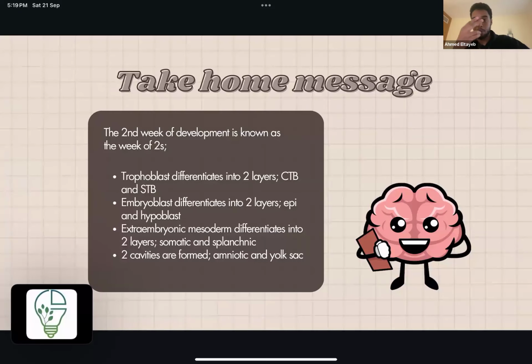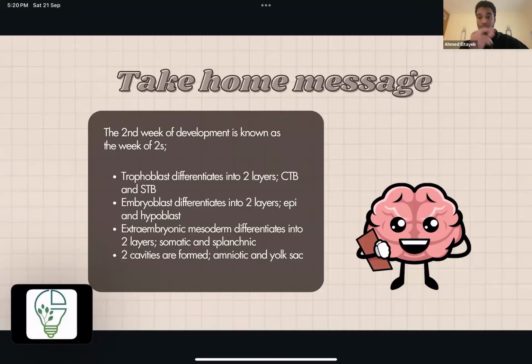Okay, if there's one message I want you to take home today, it's that the second week of development is known as the week of twos. So the trophoblast differentiates into two layers. You have the cytotrophoblast and the syncytiotrophoblast. The embryoblast, which is the inner cell mass, differentiates into two layers: the epiblast, which was on top, and the hypoblast, which was below.